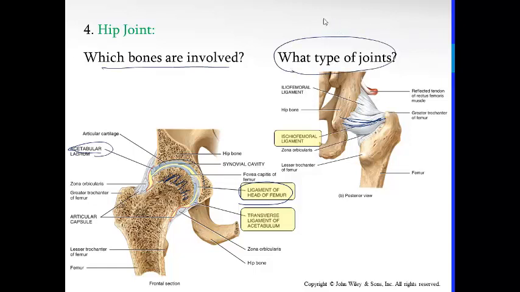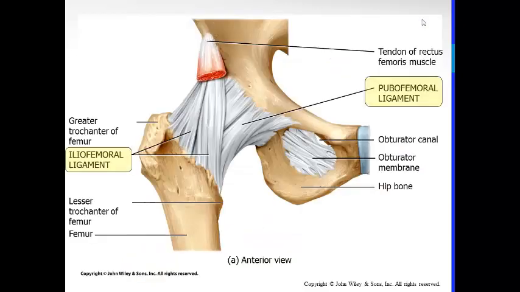Right, this is another ball and socket type of joint. Now let's take a look over here. You can see other ligaments, the pubofemoral from the pubic region, and the iliofemoral ligaments. If you break the words down, you can see where the two come together.